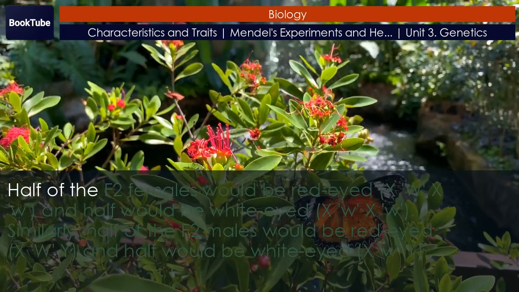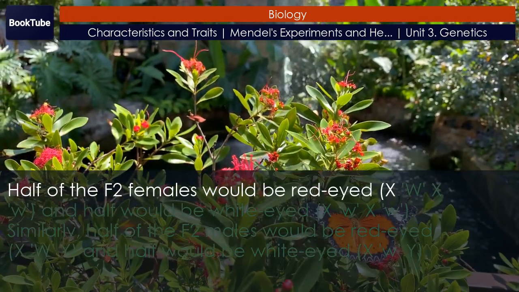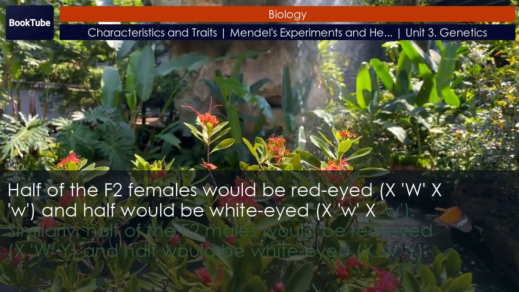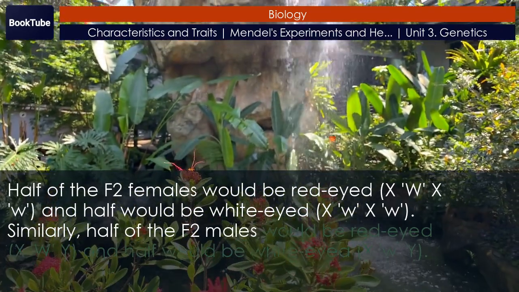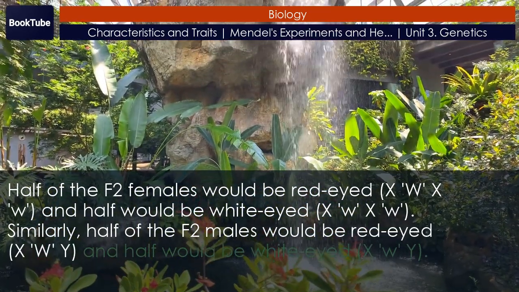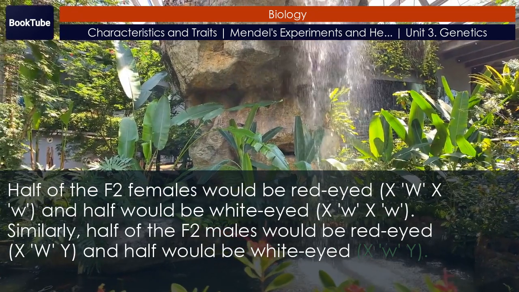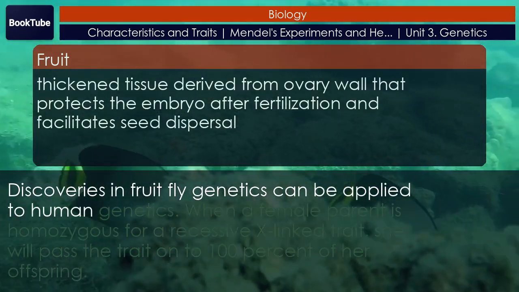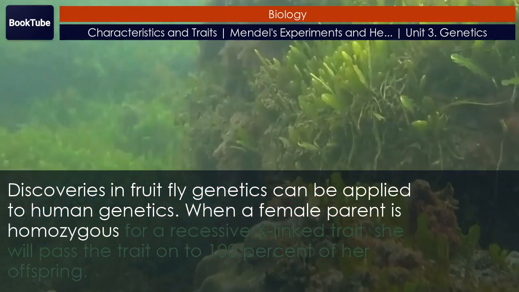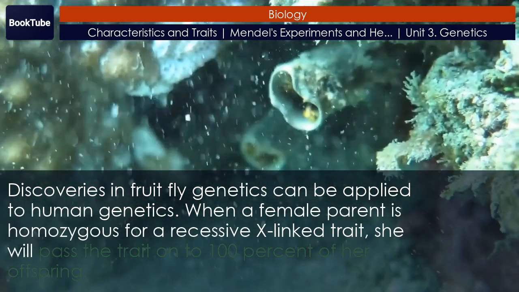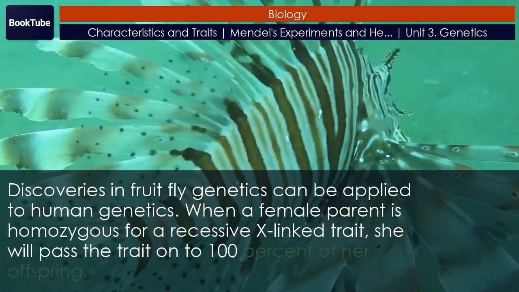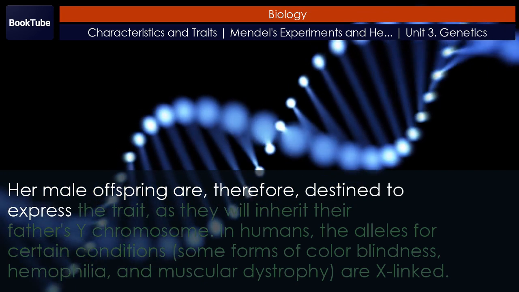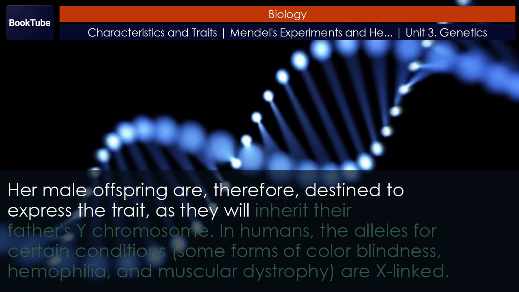Half of the F2 females would be red-eyed, X^W X^w, and half would be white-eyed, X^w X^w. Similarly, half of the F2 males would be red-eyed, X^W Y, and half would be white-eyed, X^w Y. Discoveries in fruit fly genetics can be applied to human genetics. When a female parent is homozygous for a recessive X-linked trait, she will pass the trait on to 100% of her offspring. Her male offspring are, therefore, destined to express the trait, as they will inherit their father's Y chromosome.